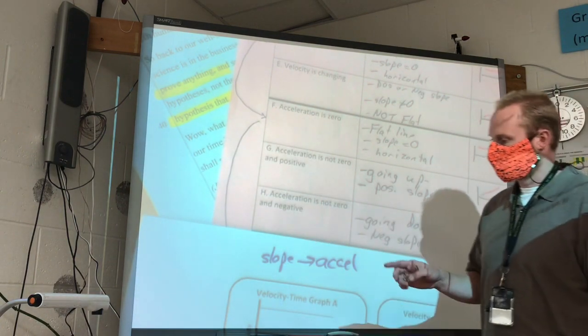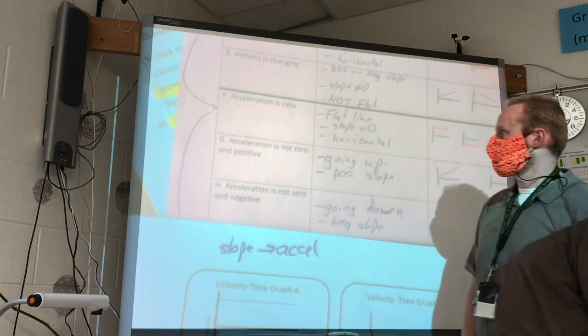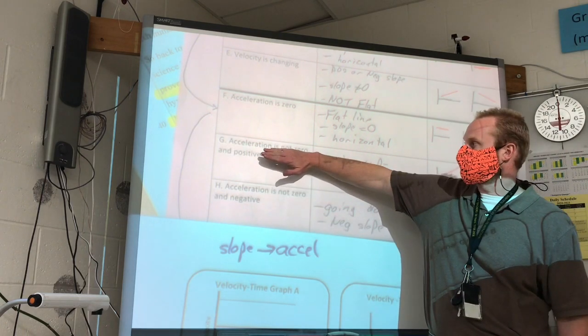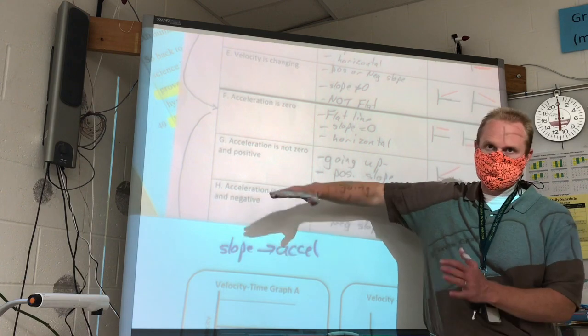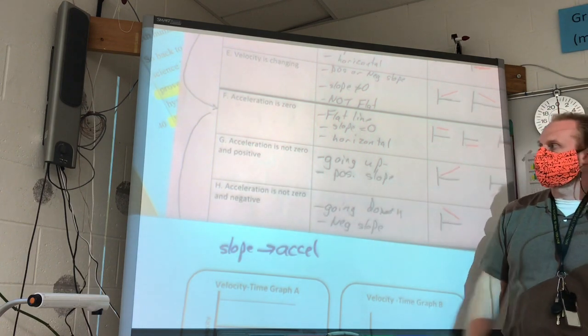Acceleration is determined by slope. So acceleration is not 0, means it has a slope. That's all it means. Is there some slope? Acceleration is not 0. It's anything but 0, because acceleration is determined by the slope.